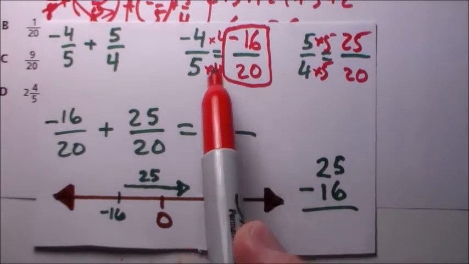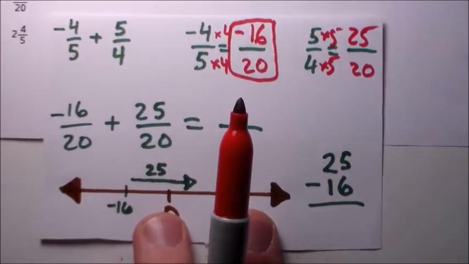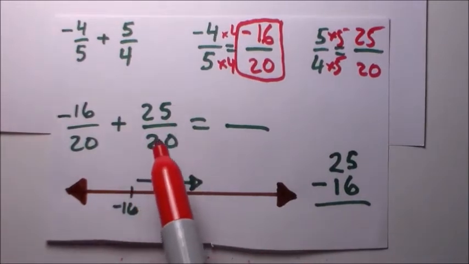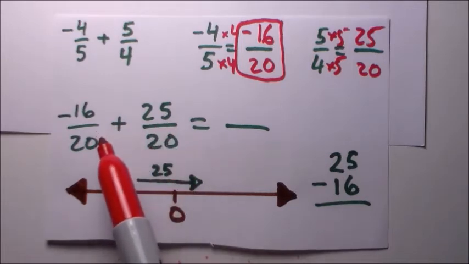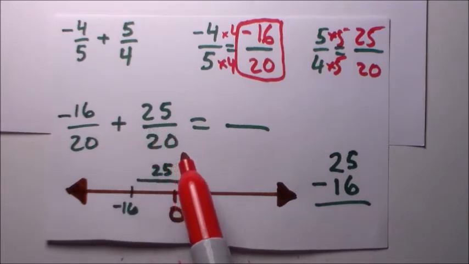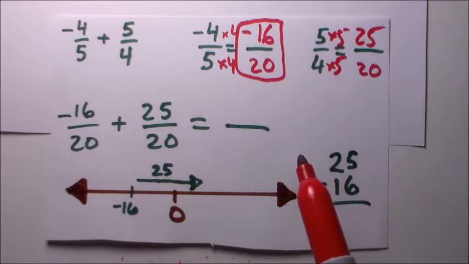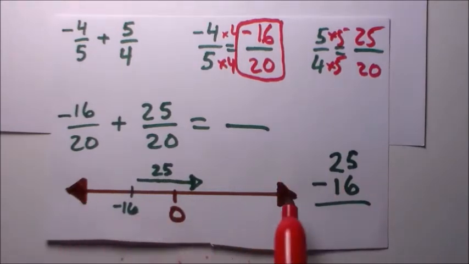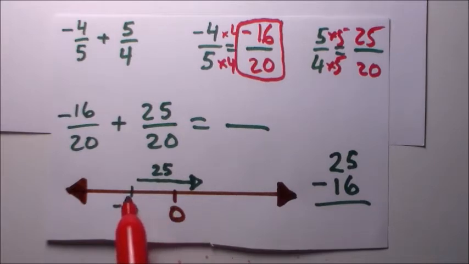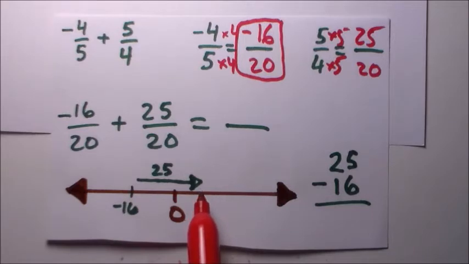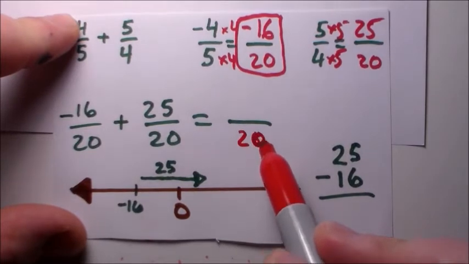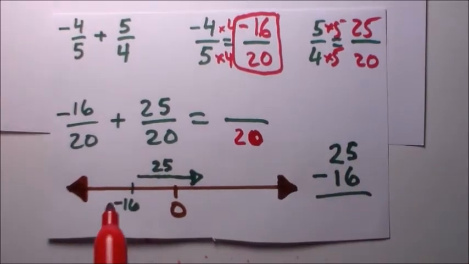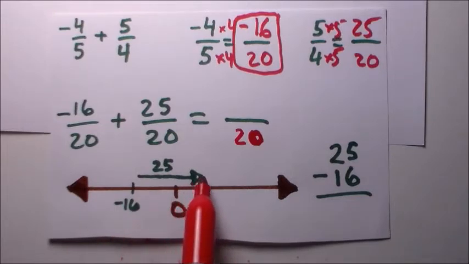So here we go. After we do that, let's clear it up a little bit. We have negative 16 over 20 plus 25 over 20. How do we make sense of this? Well, if you look at it on a number line, which is always helpful, you can say we have negative 16 plus 25. So negative 16 plus 25 is going to give us a positive number. And we know the denominator is going to be 20, right? Because that's the way adding fractions works.